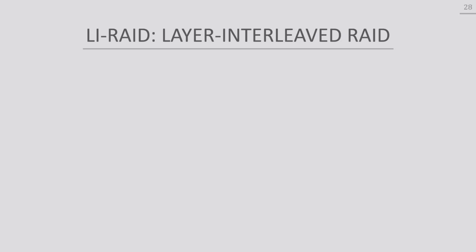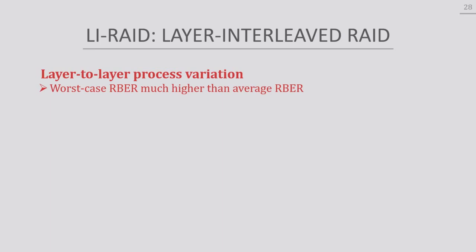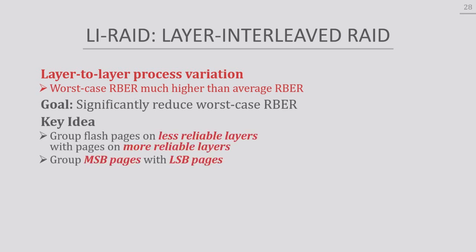The second mechanism that we propose is layer interleaved RAID, or LI-RAID. This also tries to tolerate layer-to-layer process variation, but it targets mitigating the worst case RBER. It turns out that these worst case RBERs will limit the lifetime of the device. That's why they're really important. The key idea is very simple. Essentially, we want to group the flash pages with a much higher RBER with other pages with much lower RBER so that we can average their reliability.